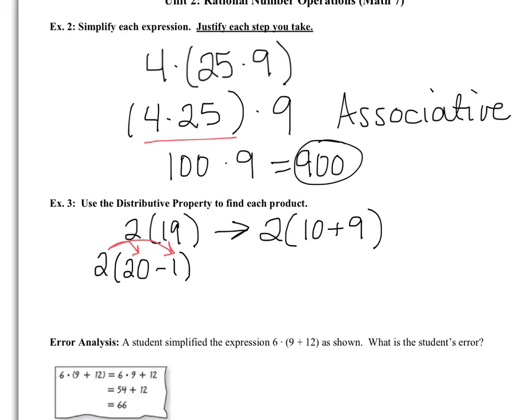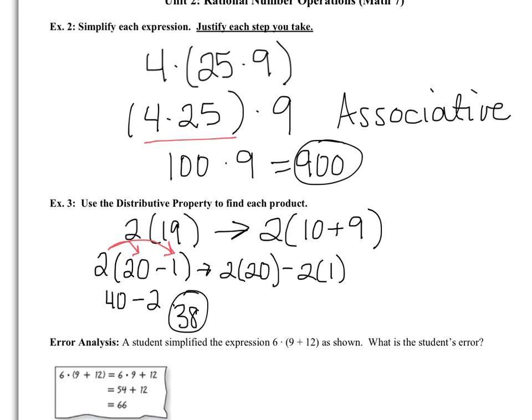I go ahead and do 2 times 20, which gives me 40. And then I know that I'm going to be subtracting, because that's the sign in the middle. 2 times 1 is 2. So my distributive property part would be 2 times 20 minus 2 times 1. That's actually what you should be writing down. And then 40 minus 2 is 38. Now, of course, you can just do 2 times 19 on paper, but sometimes that's not as quick when you get pretty fast at doing the distributive property in your head and breaking apart those numbers.